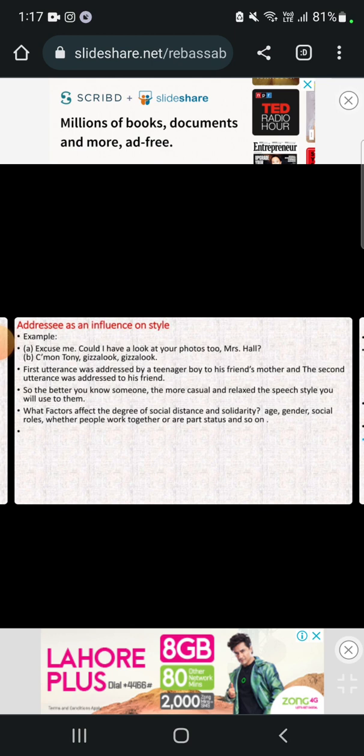What factors affect the degree of social distance and solidarity? What are the factors which may compel you to keep that distance through speech or to get closer to the person in speech? The factors which may affect these things are age, gender, social roles, whether people work together or are part of the same group, status, and so on.